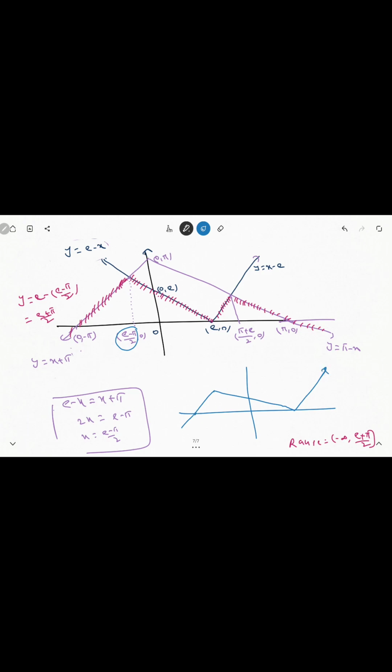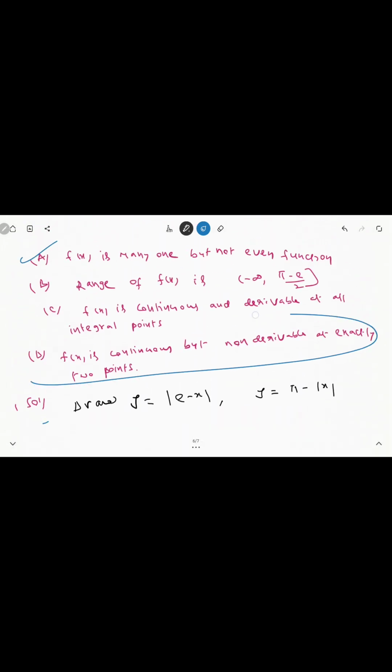So where are we getting sharp edges, tell me. e minus pi by 2 non-integer. It is e. Look at this, e. After that, it is e plus pi by 2. So not differentiable exactly at 3 points, not 2 points. So D is wrong. F of x is continuous but non-derivable at exactly 2 points is given, but the answer is 3 points.